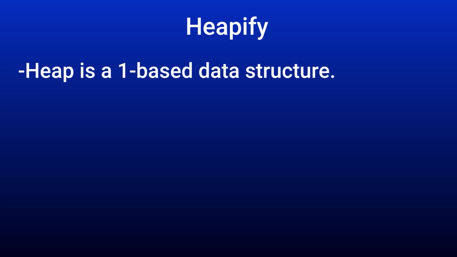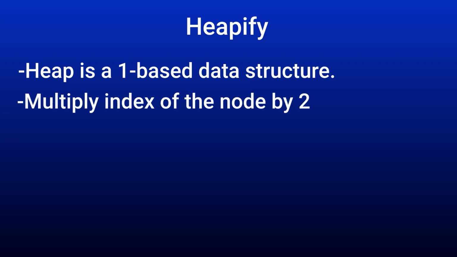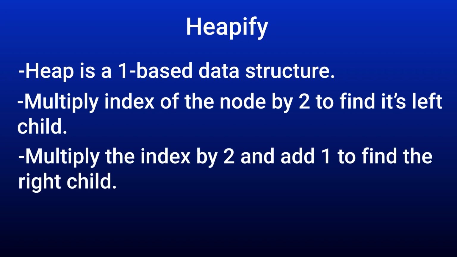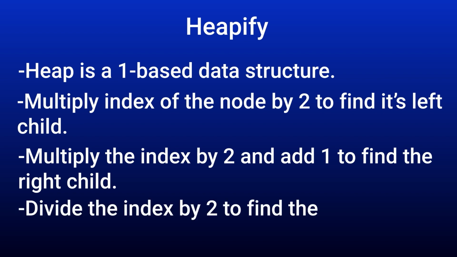To summarize, heap is a one-based or one-indexed data structure. That is, elements start at index 1. To find the left child of a node, just multiply its index by 2. To find the right child of a node, just multiply its index by 2 and add 1. To find the parent of a node, just divide its index by 2.